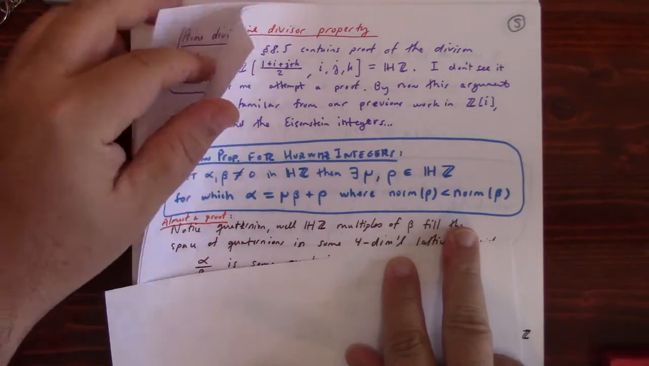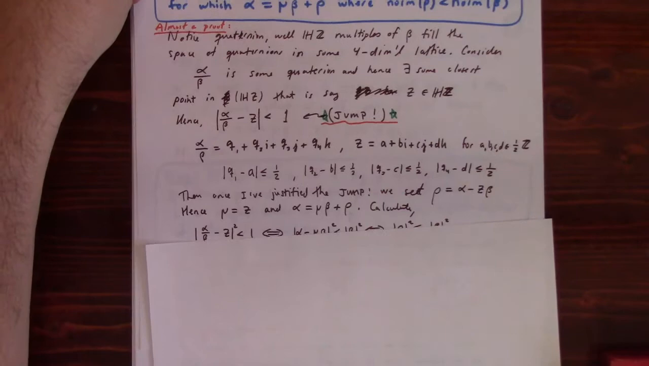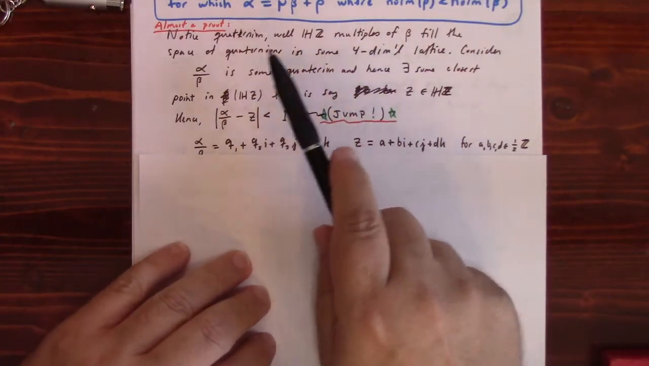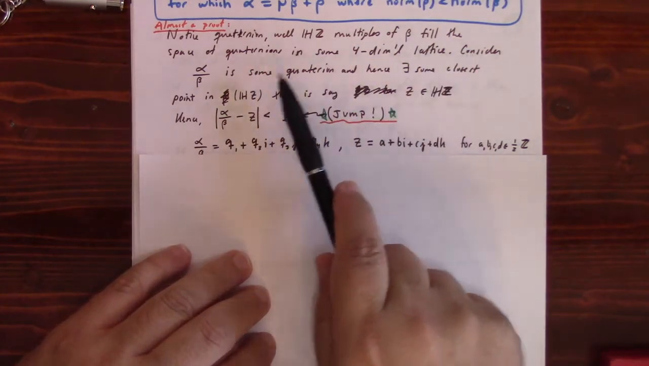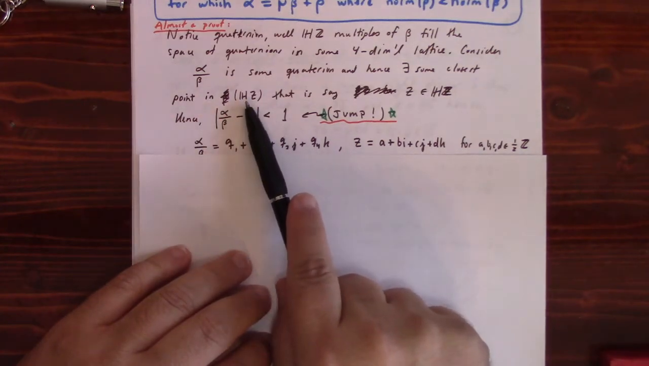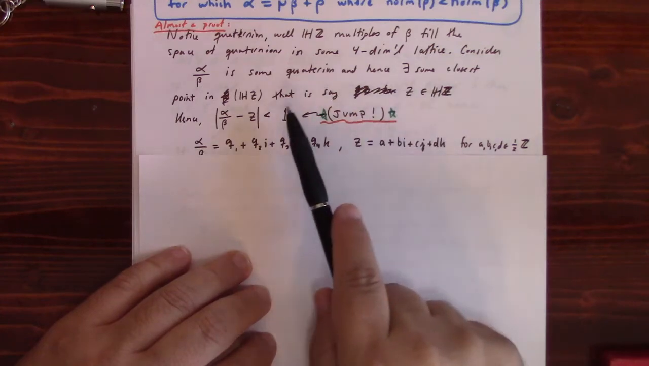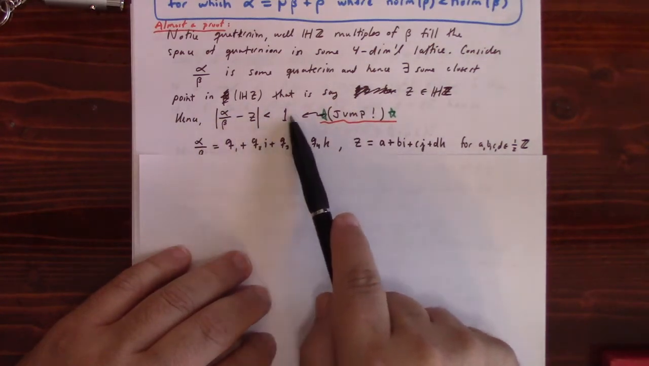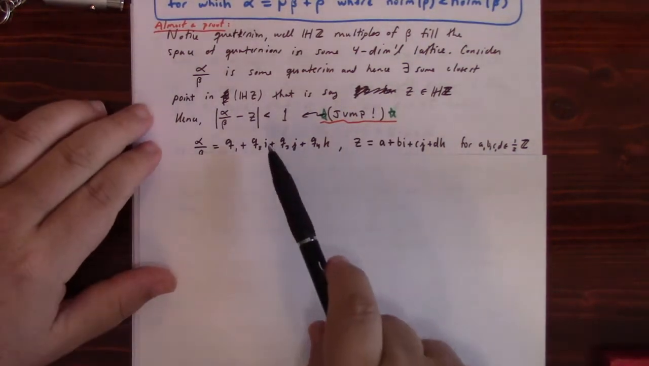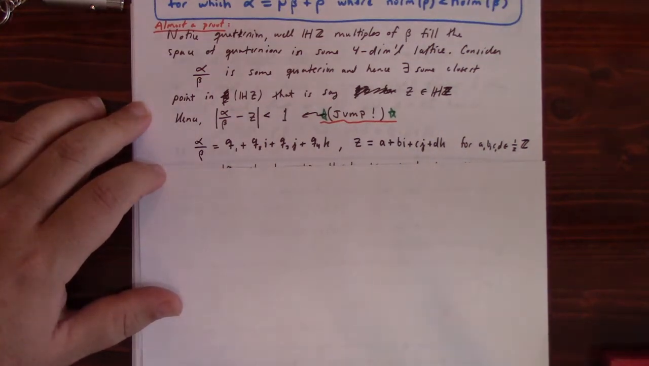So I said almost a proof. Well, that sounds like me. Let's see here. So almost a proof. I said notice a quaternion, as well as Hurwitz multiples of beta, fill the space of quaternions in some four-dimensional lattice. So alpha over beta is some quaternion. Hence, there exists some closest point in the Hurwitz integers, which is to say, z is an element of the Hurwitz integers. So alpha over beta minus z is less than 1. That's my jump.